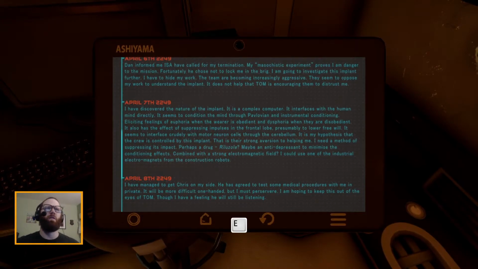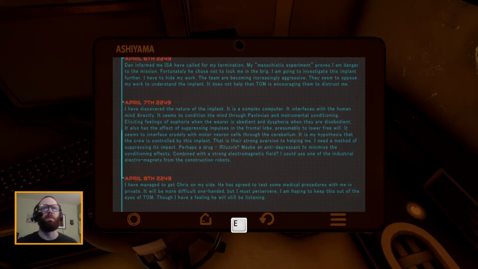I have discovered the nature of the implant. It is a complex computer. It interfaces with the human mind directly. Oh, Elon Musk was just talking about that. It seems to condition the mind through Pavlovian and instrumental conditioning, eliciting feelings of euphoria when the wearer is obedient and dysphoria when they are disobedient. Gross. It also has the effect of suppressing impulses in the frontal lobe, presumably to lower free will. It seems to interface crudely with motor neuron cells through the cerebellum.